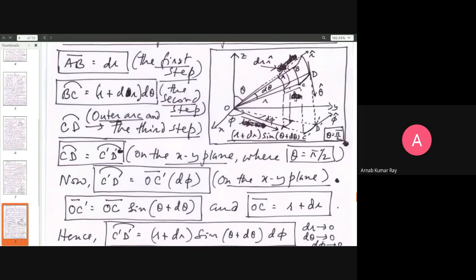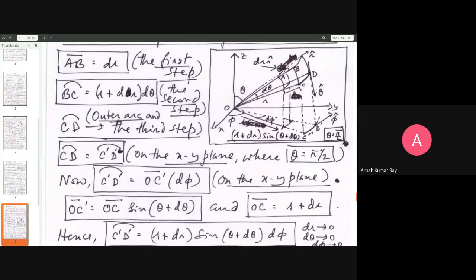Remember, now we have to travel through the third coordinate, which is phi, the azimuthal angle phi. If we have to travel through the third coordinate, then the third coordinate having been defined on the xy base plane, we'll have to drop perpendiculars, both from here as well as from here. CD is equal to C prime D prime, arc length CD. This arc length CD will be equal to arc length C prime D prime on the xy plane, where theta is equal to pi by 2. So C prime D prime you have written.